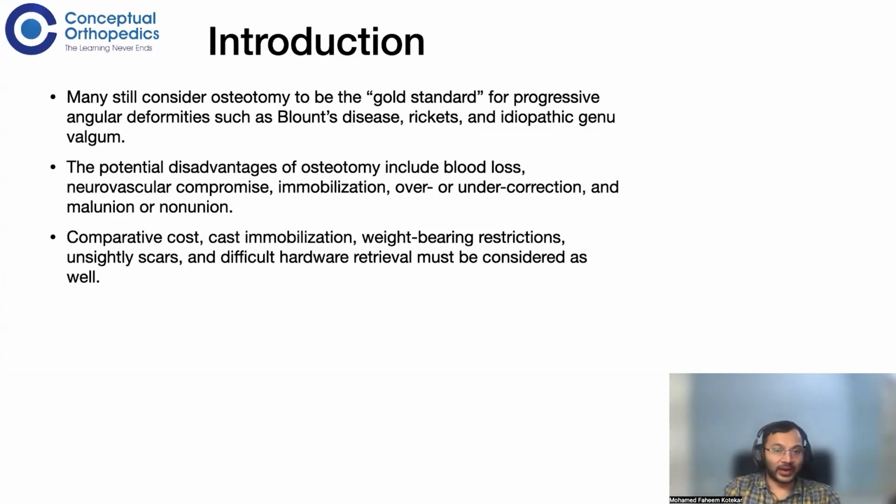But the disadvantages of osteotomies are that it is an open procedure with relatively more blood loss, neurovascular compromise, immobilization, under or overcorrection, malunion, or non-union. Children generally take 1 or 2 months off from school or play group for the osteotomy to heal. Other problems were the cost, the immobilization, the weight-bearing restrictions, the larger scars, and more difficult hardware retrieval.